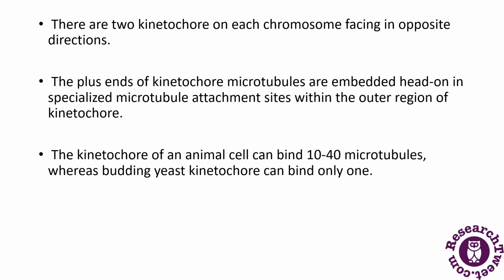The plus ends of the kinetochore microtubules are embedded head on in specialized microtubule attachment sites within the outer regions of the kinetochores. The kinetochore of an animal cell can bind about 10 to 40 microtubules, whereas a budding yeast kinetochore can bind only one. So this is the example: in an animal cell it can bind 10 to 40 microtubules, but in budding yeast, the kinetochore can bind only one.